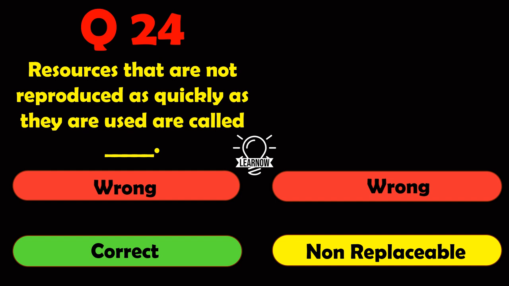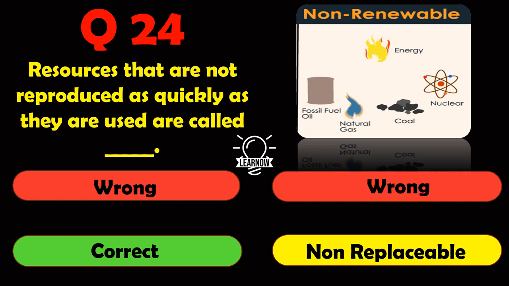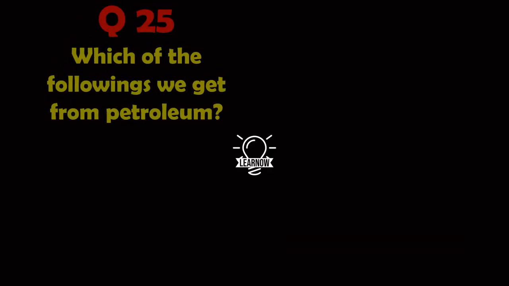So resources that cannot be produced or reproduced quickly, they are called as non-renewable. That means we will not be able to renew them quickly, so they are called as non-renewable resources. Here are some of the examples. As we all know, fossil fuel, it takes a long time, millions of years. Natural gas, another component of petroleum, and then we talk about coal, it also takes millions of years. And nuclear energy, it also is a non-renewable source of energy. Next question, question number 25.